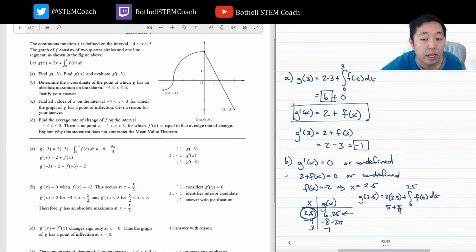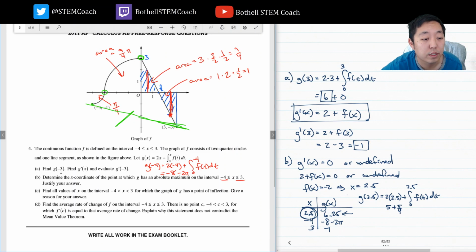Let's go back to A. 0 to 3. Oh, they want a g of negative 3? Why did I think it was g of 3 they were looking for? They even want a g prime of negative 3. Okay, they wanted this one over here. So I did it correct.